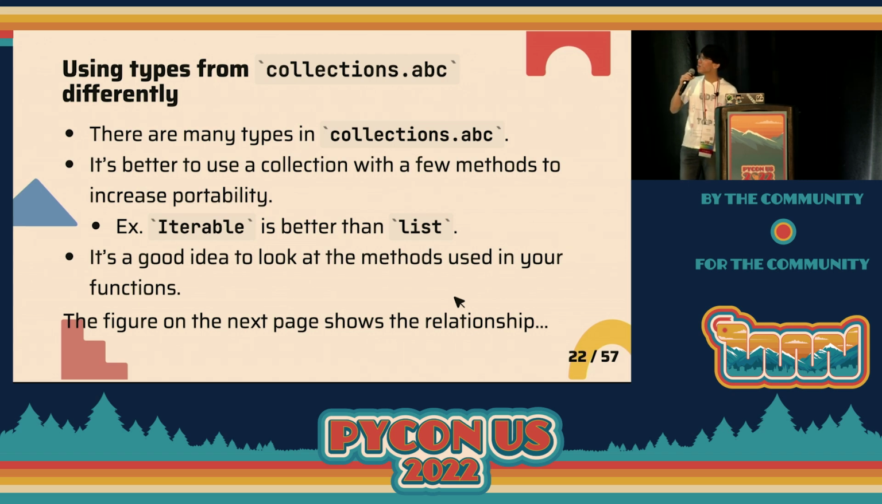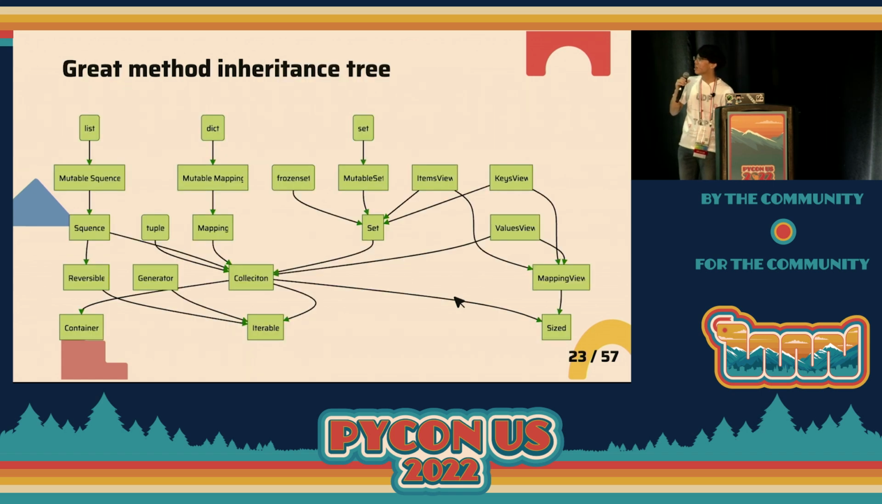Yeah, there are so many types in collections.abc. So it is better to use collections with fewer methods, which increases readability and portability. The next page's figure shows the relationships between collections.abc and the sequence of the built-in types, as defined by the instance method implementations. It is a good idea to look for the type with fewer methods, so narrowing. Okay, let's see. Yeah, this is the great method in sentence 3. So it is complex, but do not feel it is difficult.